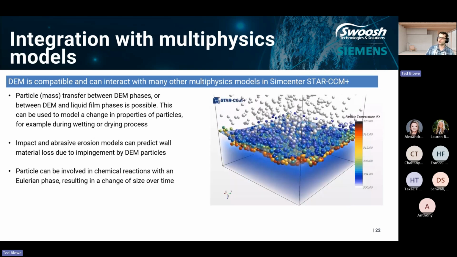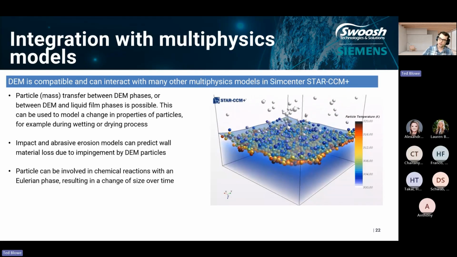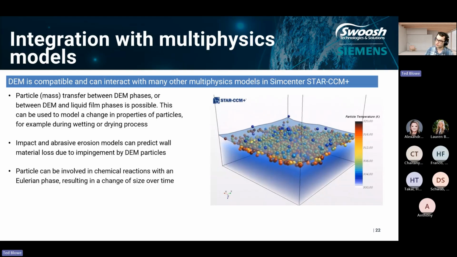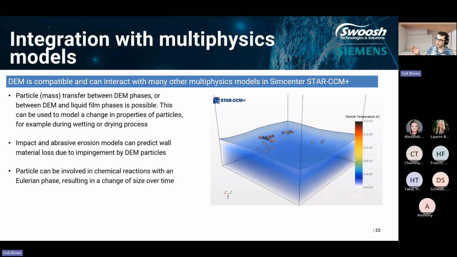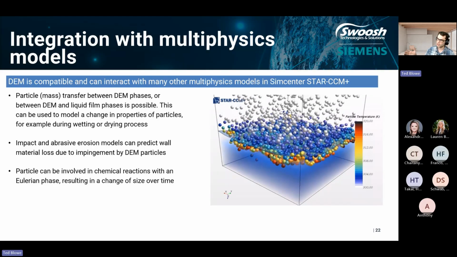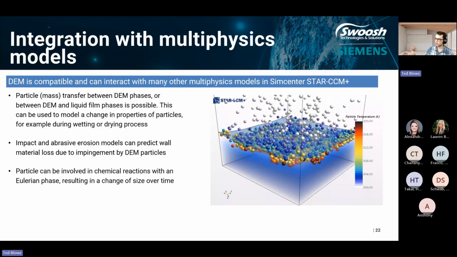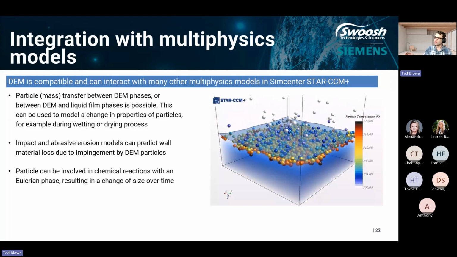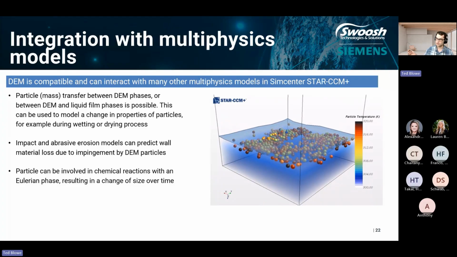I mentioned briefly earlier that you can layer different multi-phase models. An example of this is a VOF simulation where you have a gas phase and a liquid phase separated by a sharp interface, and then your DEM particles are included as a discrete phase on top of that. If you have a very challenging problem where you need to model the complexity, STAR-CCM+ is made so that the different solvers can interact with one another.